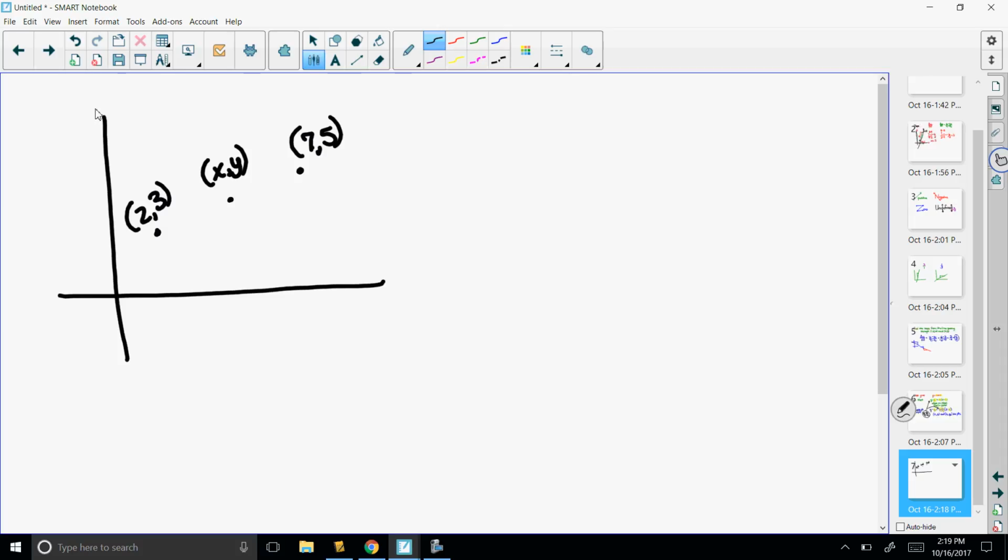We could, here's what happens if you use that 2-point or double point equation of a line. It looks like this. Pick a point, doesn't matter which point. I don't care. Pick a point. (2, 3), because they're smaller numbers. That's what I like.